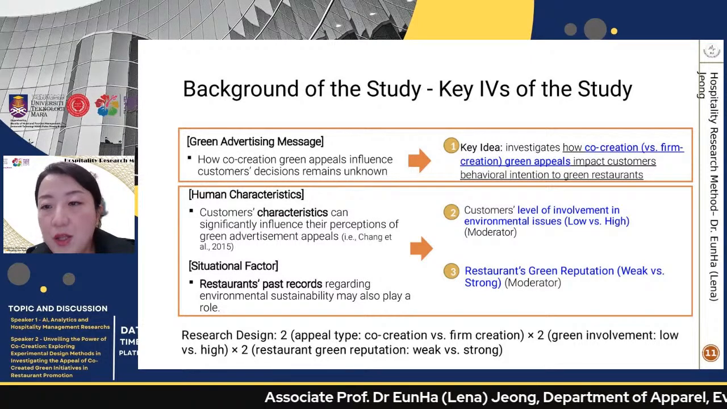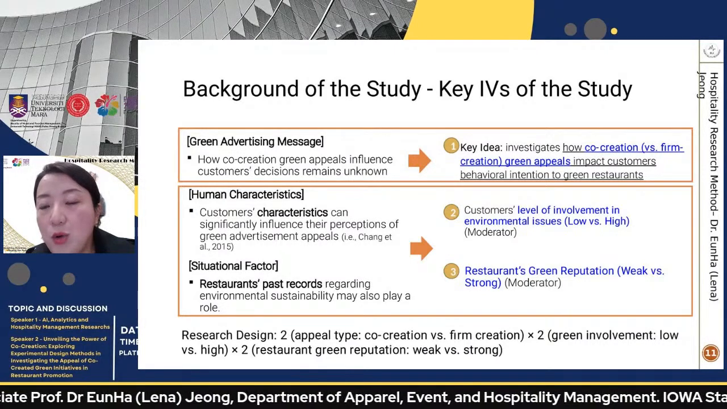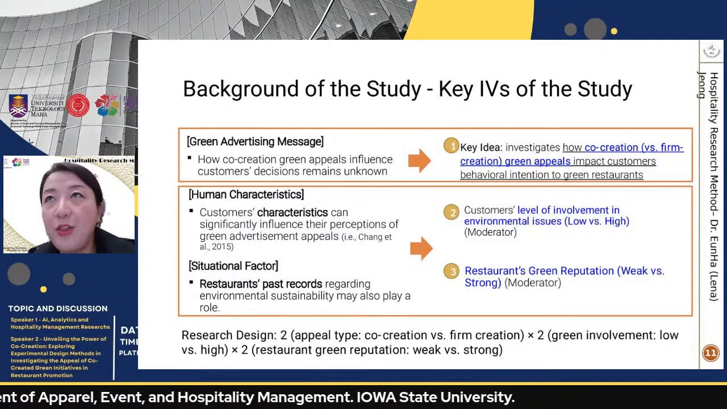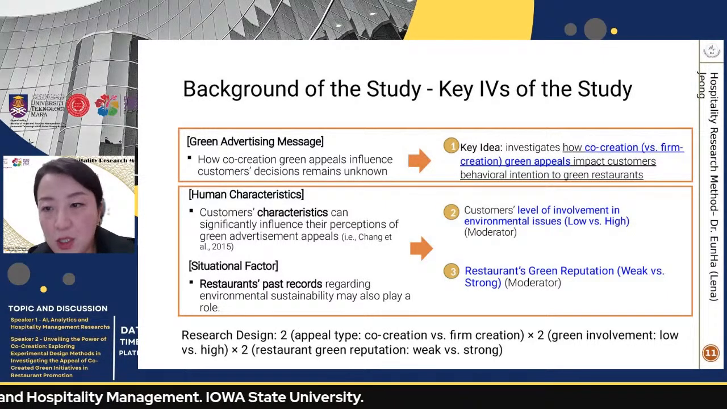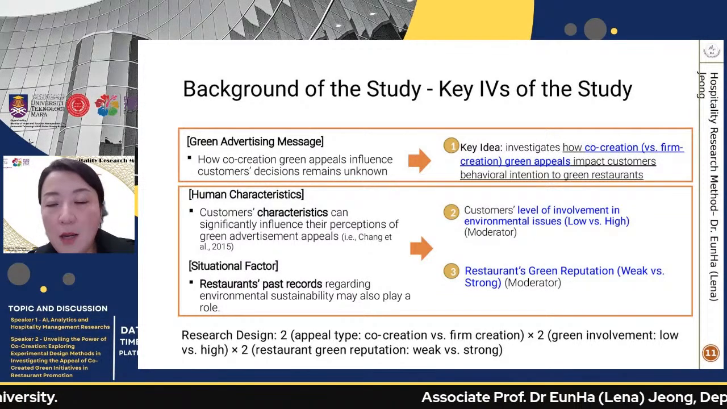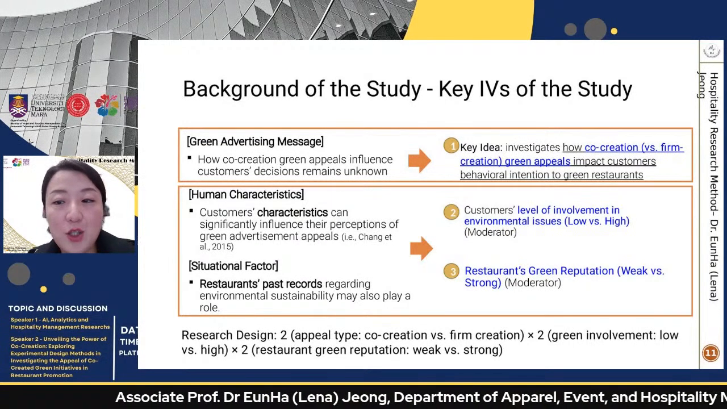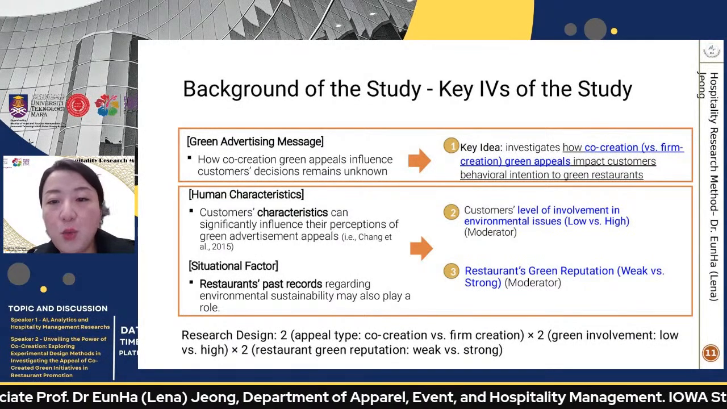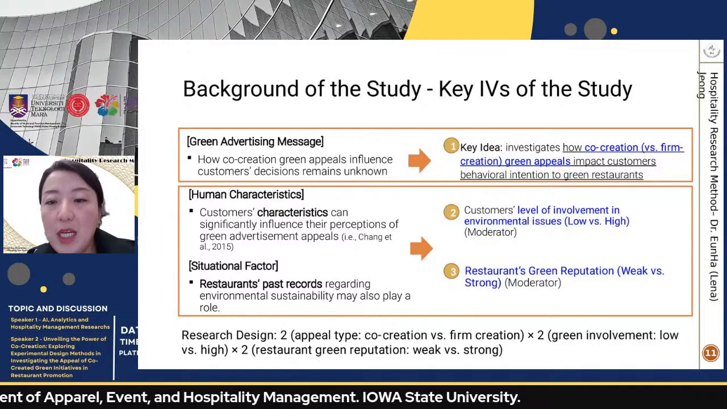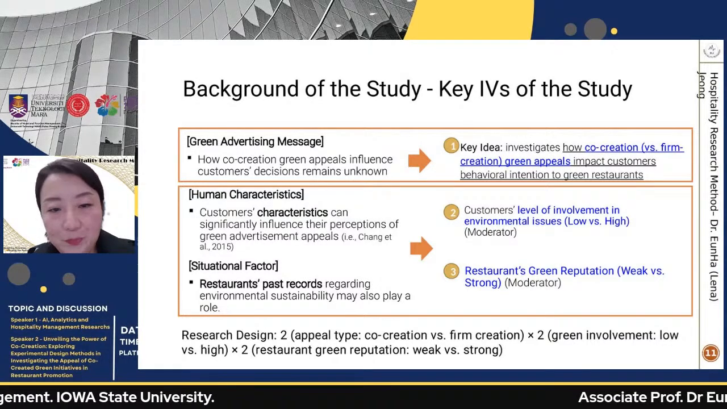So we chose another factor, which is a situational factor called restaurants' green reputation, weak versus strong. So that is the third factor, and we have two different layers. So as I mentioned earlier, because we were talking about the factorial design, there are 2 by 2, but this specific study has a more complicated situation, which is 2 by 2 by 2. So 3 factors, and each factor has 2 different levels.